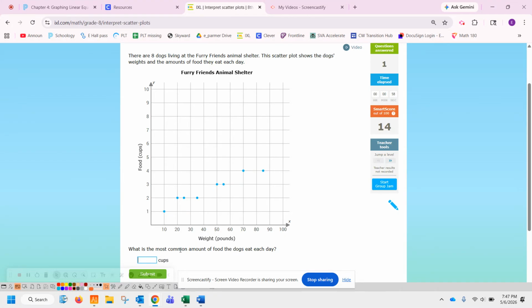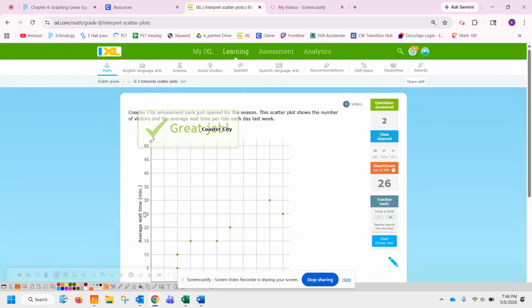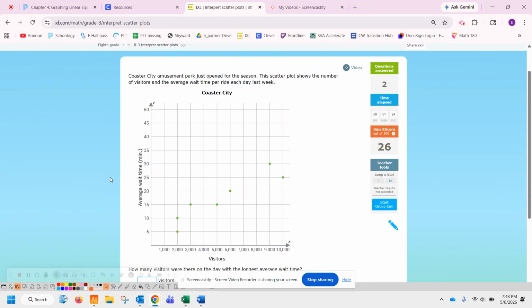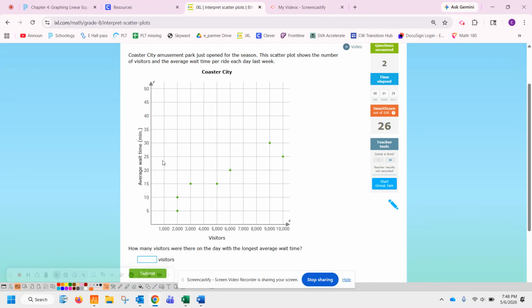This next question: what's the most common amount of dog food that the dogs eat each day? So we have 2 eating 4 cups, 2 eating 3 cups. We have 3 eating 2 cups of dog food. So that means we have 3 dogs, and they're each eating 2 cups of dog food a day. Okay, so again, only 40 points. Just take your time reading these, and make sure you're looking at the correct axes, about which one is determining which one you should be looking at.